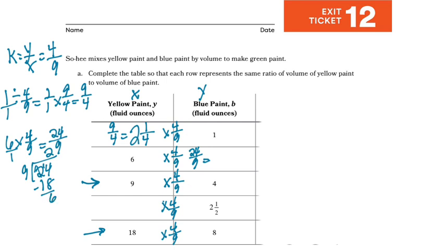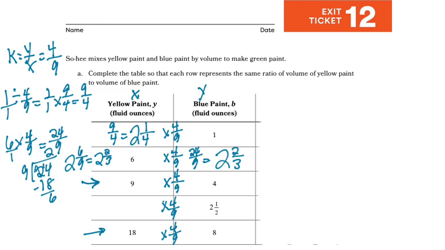So that would be 2 6/9, which you can then simplify: 6/9 to 2/3, dividing both of those by 3. So 2 2/3 is the number I'm going to put there. Obviously, the 9 and 4 are already done.